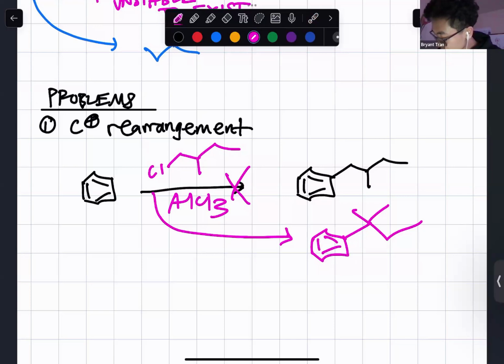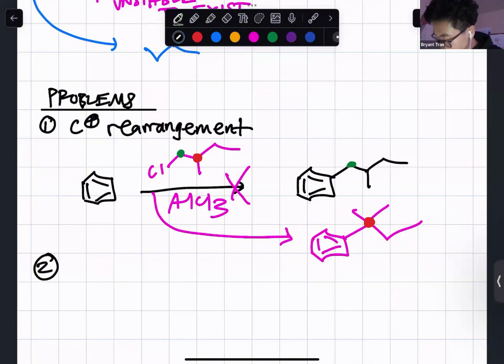Right? If I red dot that carbon, that's this red dot carbon right here. If I green dot this carbon, that's this green dot carbon right there. And the reason why is because of the carbocation rearrangement.